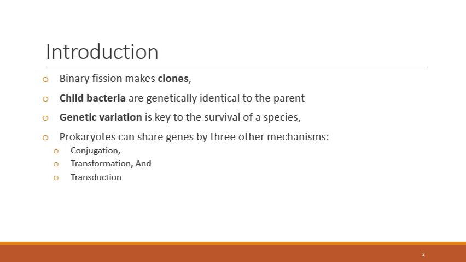Bacteria reproduce by splitting in two via binary fission, as you already studied in the last lecture. Binary fission makes clones, or genetically identical copies of the parent bacterium. Since the child bacteria are genetically identical to the parent, binary fission doesn't provide any opportunity for genetic recombination or genetic diversity, except some random mutations. This contrasts with sexual reproduction.